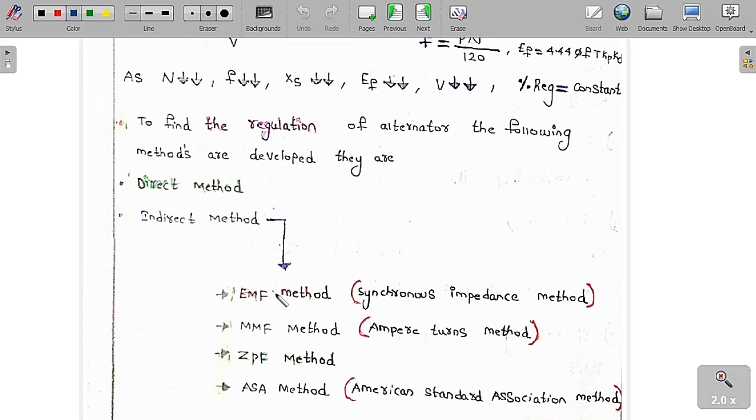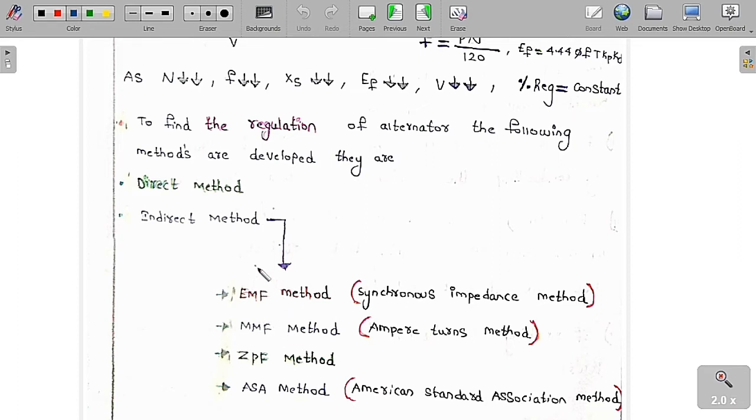But if you want to know the numerical value you are going to get for regulation by these different methods, this method will have a more numerical value than this method, this method will have a more numerical value when compared to this method, and this method will have a more numerical value when compared to this method. I have already told all these things when finding the regulation of alternator using the different methods.